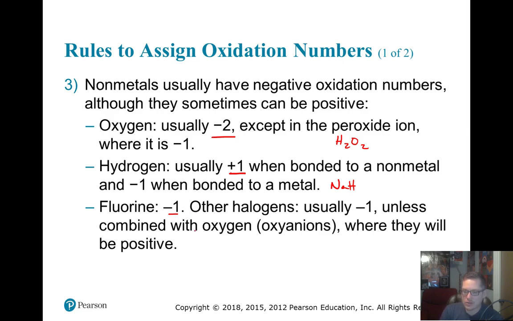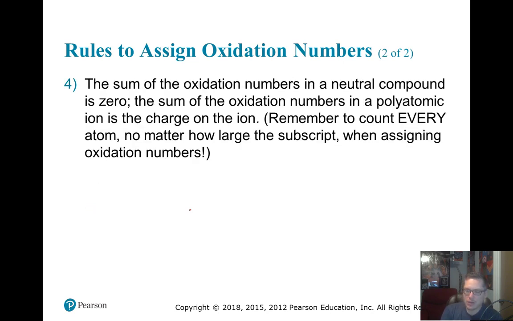And then any other halogens are almost always -1 unless they're with oxygen and you form these oxyanions, and then they can actually be positive values. One final rule is that if you take all the oxidation numbers for whatever molecule you're talking about and add them up, the sum needs to equal the charge of the ion. If it's a neutral compound, the sum of the oxidation numbers needs to equal 0. If it's a polyatomic ion, then the oxidation numbers need to add up to the charge of the ion.